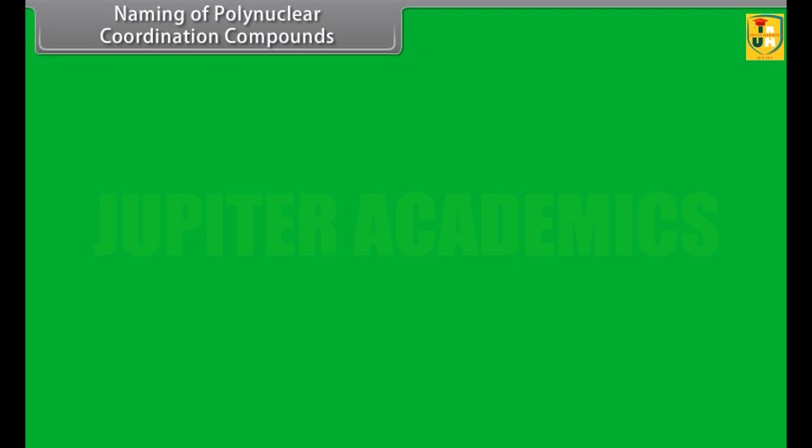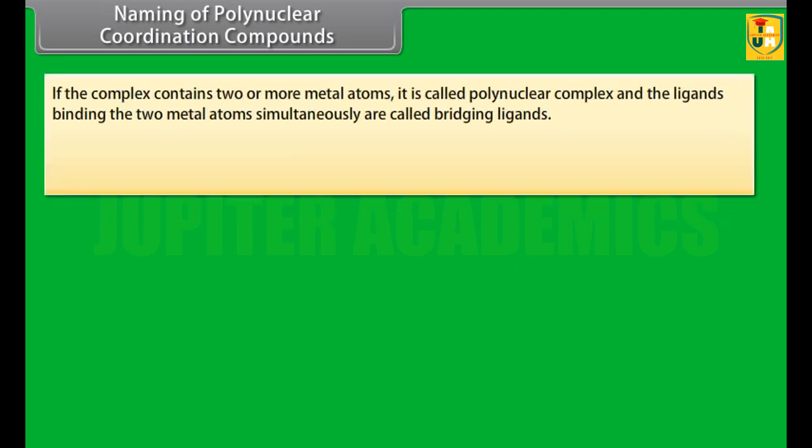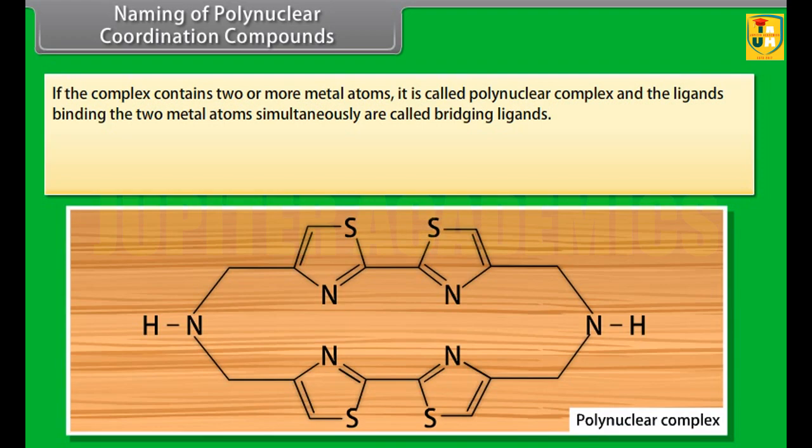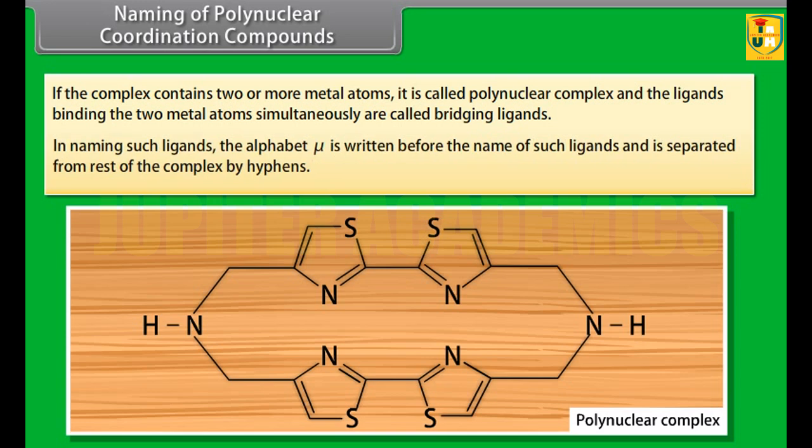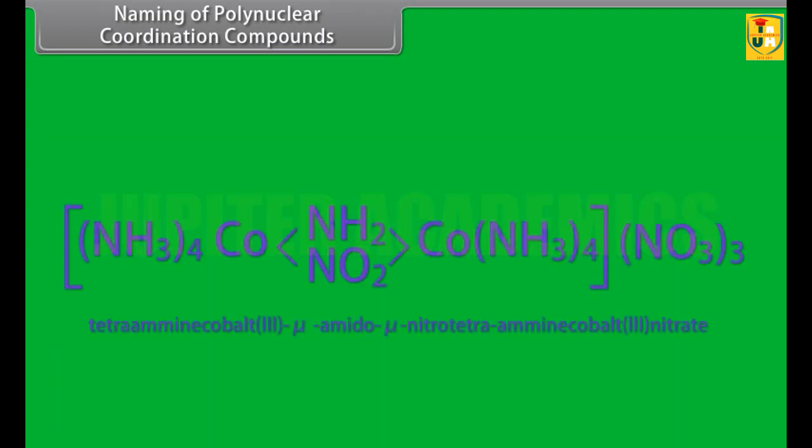Naming of polynuclear coordination compounds. If the complex contains two or more metal atoms, it is called a polynuclear complex, and the ligands binding the two metal atoms simultaneously are called bridging ligands. In naming such ligands, the Greek letter mu is written before the name of such ligands and is separated from the rest of the complex by hyphens. For example, this coordination compound is named tetraammine cobalt(III) mu-amido mu-nitro tetraammine cobalt(III) nitrate.